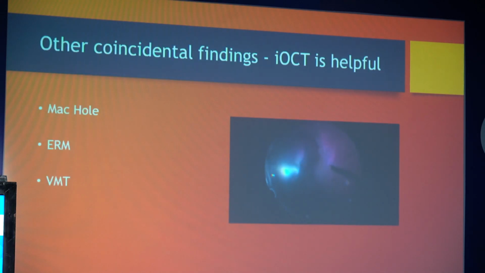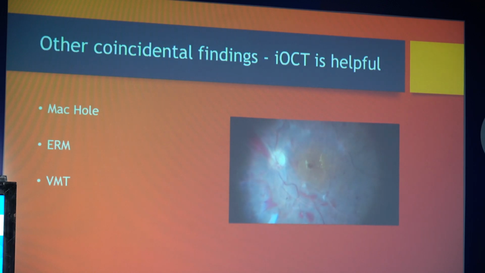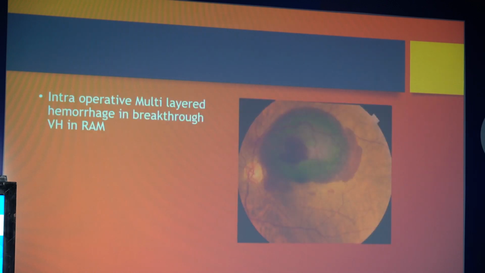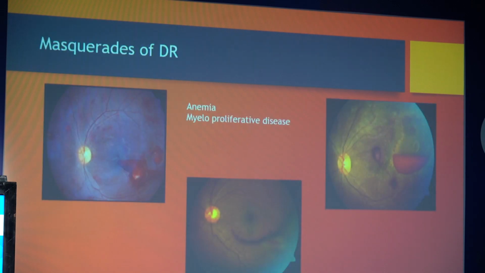Other coincidental findings that we may have during vitrectomy are macular hole, like in this patient, peeling, you can have ERMs, you can have EMT, you can have intraoperative multi-layered hemorrhage in a breakthrough vitreous hemorrhage in RAM patients, which are also coincidental findings during vitrectomy, which we would not have diagnosed before surgery.